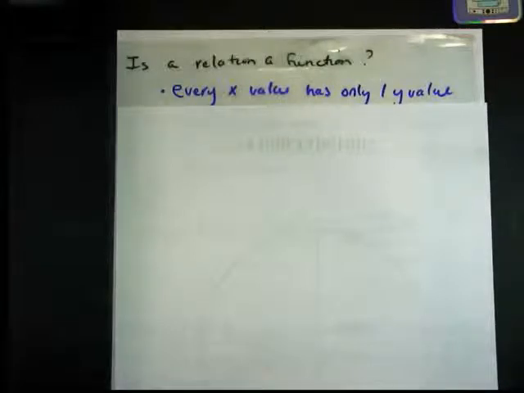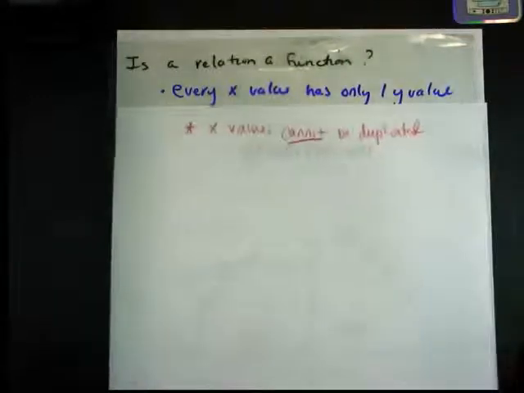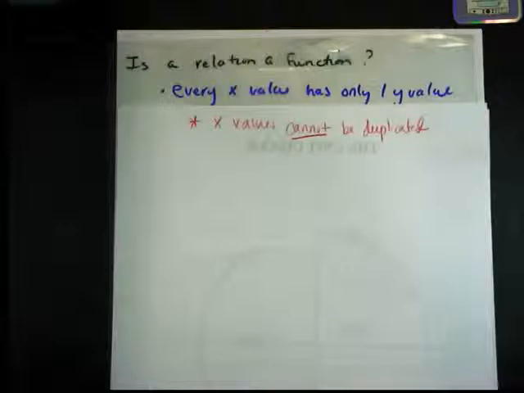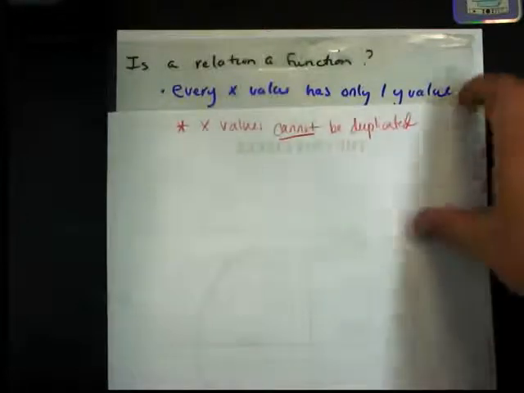The first thing that must be true is that every x value has only one y value. Okay? What that means is exactly what we just said before. The x values cannot be duplicated. Positive 2 can only give one solution. It cannot give more than one y value.